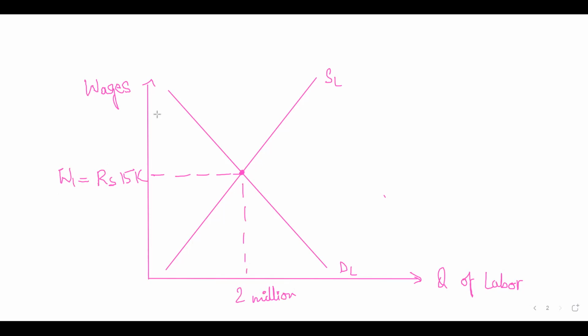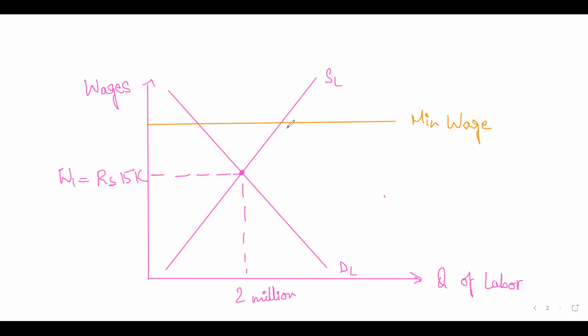Now, what is that minimum wage? The minimum wage is set above the equilibrium. Yes or no? So the minimum wage is set above the equilibrium. And why is the government doing that? We have already discussed: to ensure that these people are getting at least enough income to pay for their basic necessities and sustain a basic living standard, right?